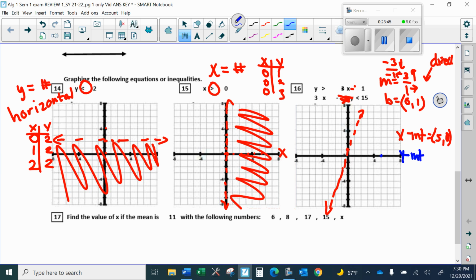Y-intercept. That's when x is 0. So again, erase that. Now x is 0. I get negative 5y equals 15. Y equals negative 3. So 0, negative 3 right there. There's my 2 points. That's all I need.